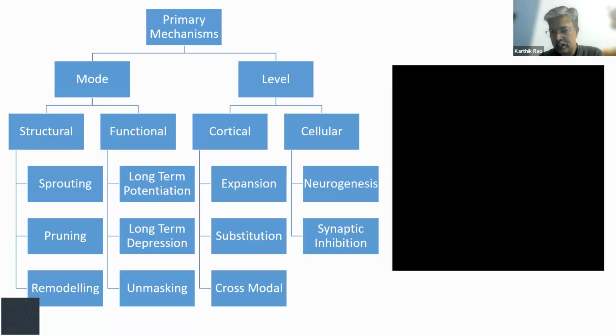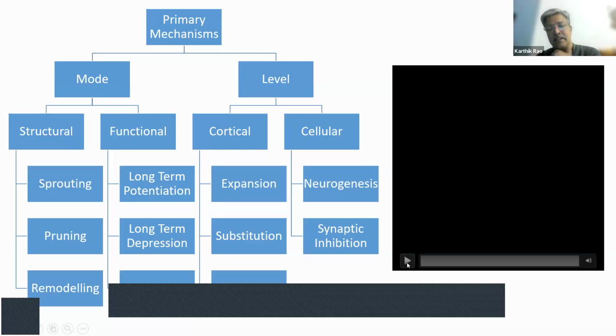So at the cortical level, the expansion happens as we discussed earlier, as well as substitution. One part replaces the other. At the cellular level, more dendritic spines are formed, and neurogenesis happens. So overall, the changes in the brain happen at multiple levels, and they enable the person to learn or unlearn a movement.